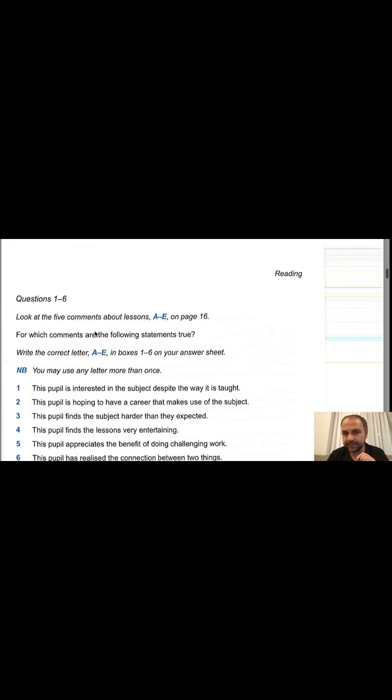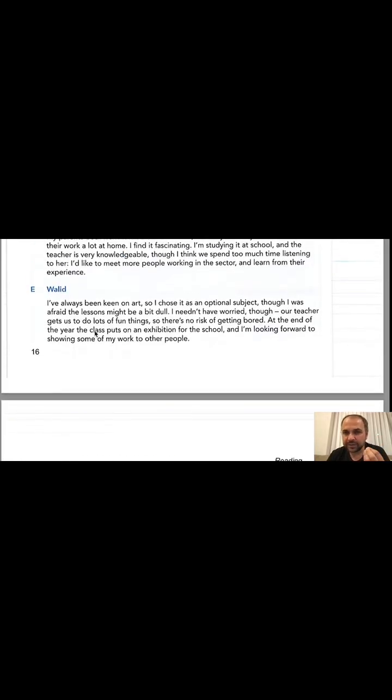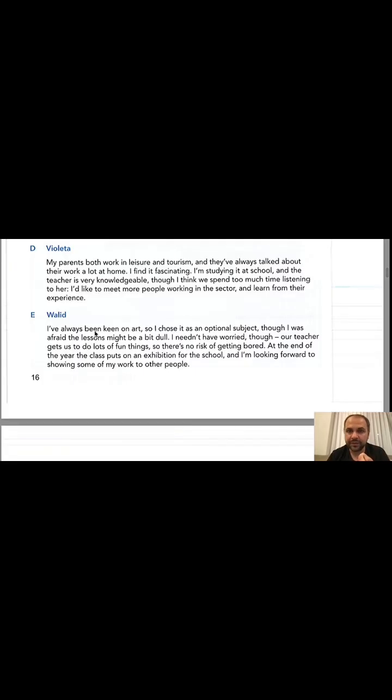4. This pupil finds the lessons very entertaining. Now let's see which text says exactly the same or paraphrases. Text E. Our teacher gets us to do lots of fun things, so there's no risk of getting bored.